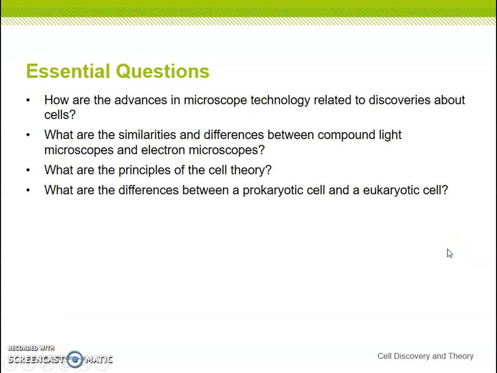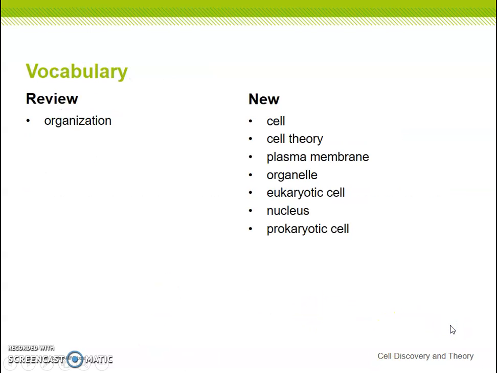Our essential questions: how are the advances in microscope technology related to discoveries about cells? What are the similarities and differences between compound light microscopes and electron microscopes? What are the principles of cell theory? And what are the differences between prokaryotic and eukaryotic cells? Here's the vocab. If you haven't done that yet, go ahead and do so now.